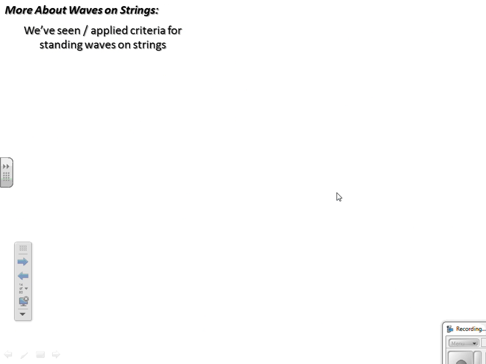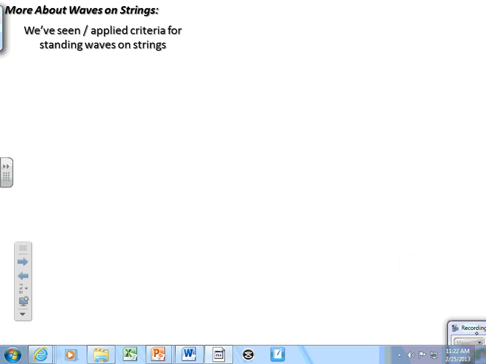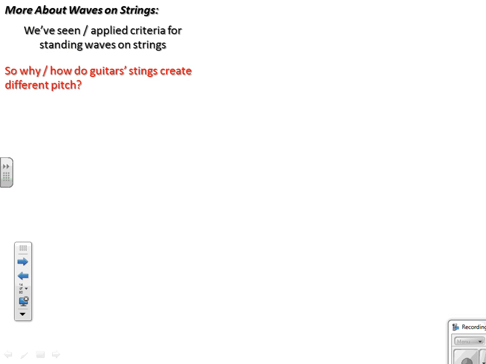Now, the other thing about strings is we can also, like we showed you with the spring, change how the wave travels on a string. We know now the criteria for what has to be true for a standing wave on a string. You have to have a node, a part that doesn't oscillate, on each end, right? Sure, that's always true.